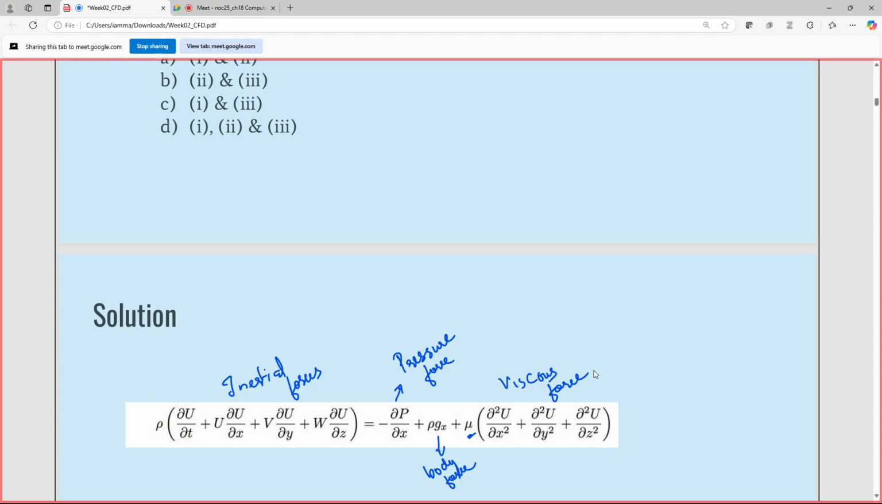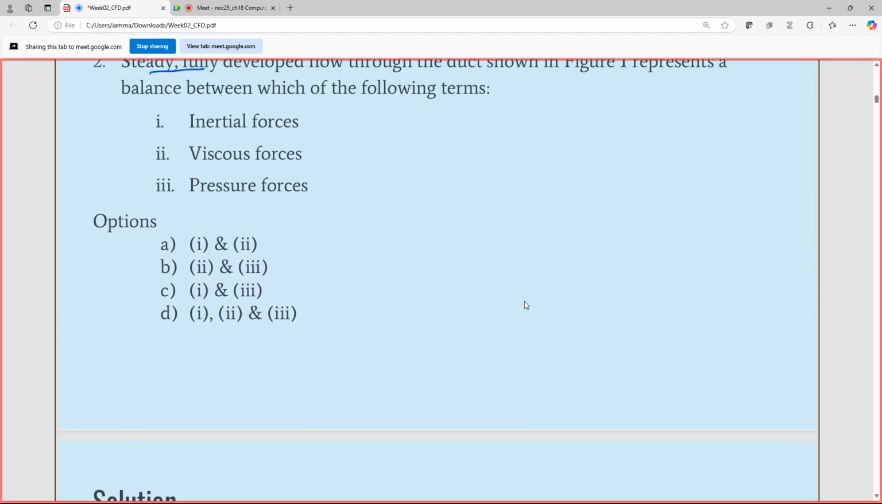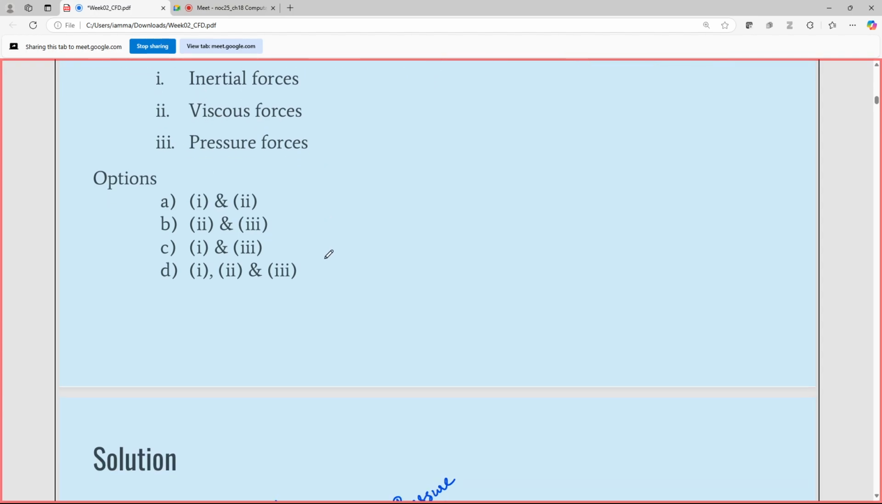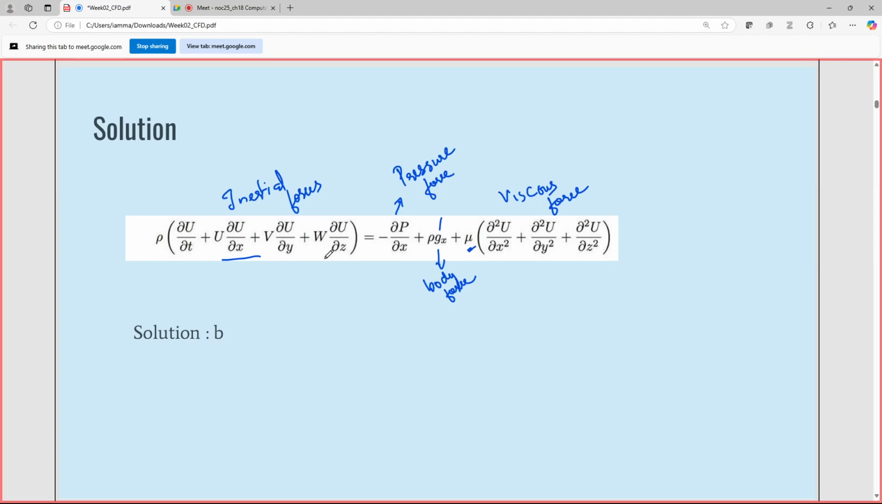So viscous force. In the governing equation, we will eliminate the entire left side and the body force. So the remaining things are pressure force and viscous force. That is 3 and 2, viscous force and pressure force. So the answer is option B. For the given triangular duct, the balance is between pressure force and viscous force because all other terms will be eliminated.